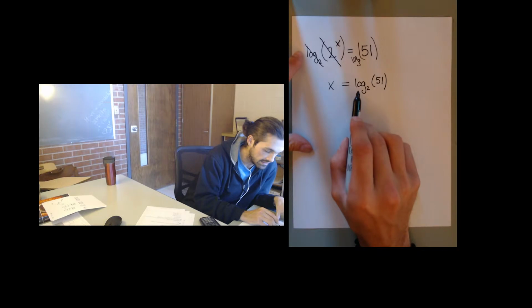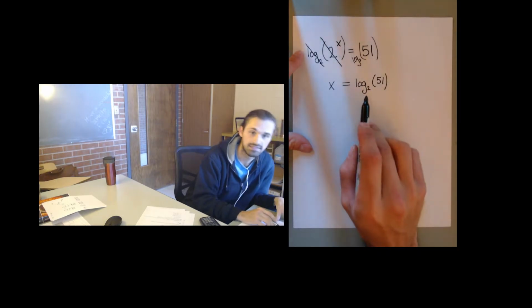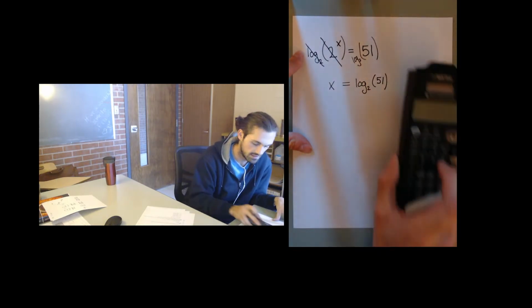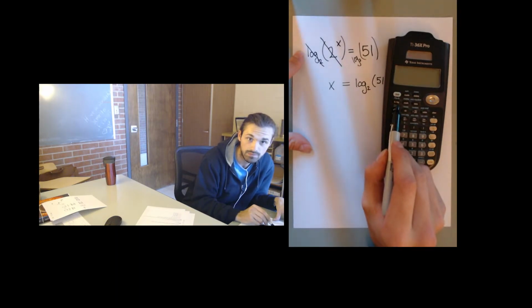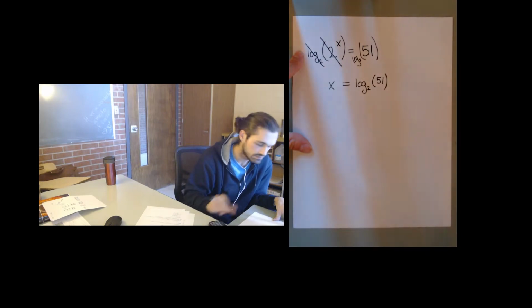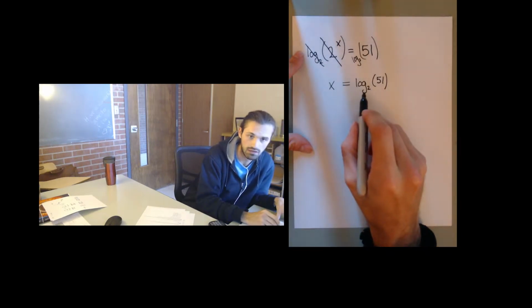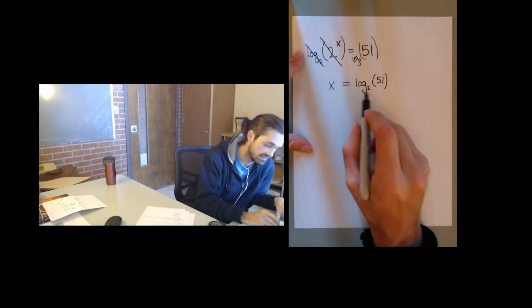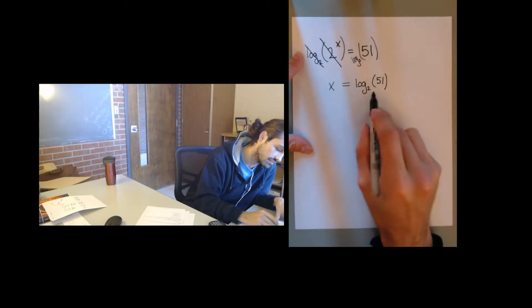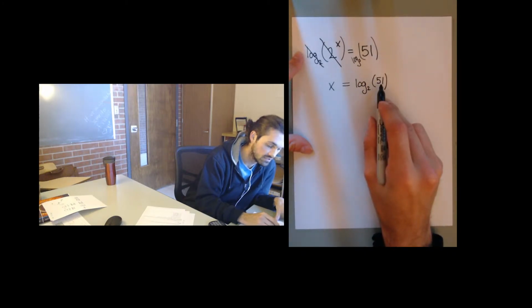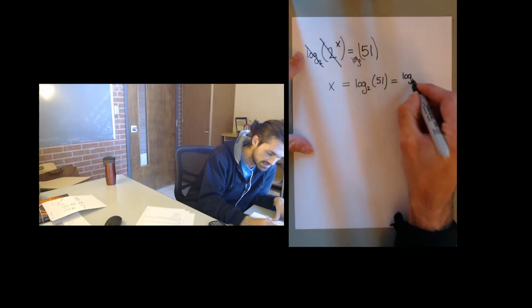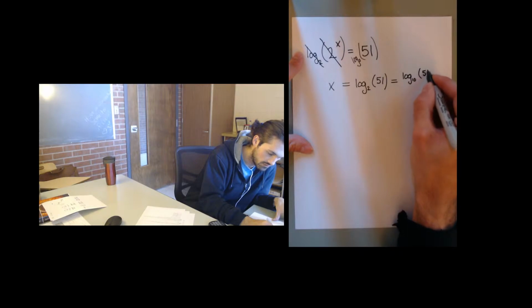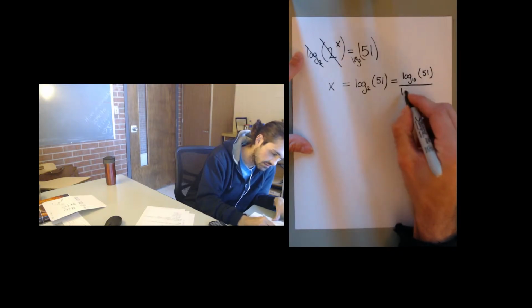And now I can rewrite this. So typically on most calculators, you do have a log. Here's mine. However, that log is only log base e or log base 10. So we can convert this log base 2 of 51 into terms of log base 10. And that would look like log base 10 of 51 divided by log base 10 of 2.